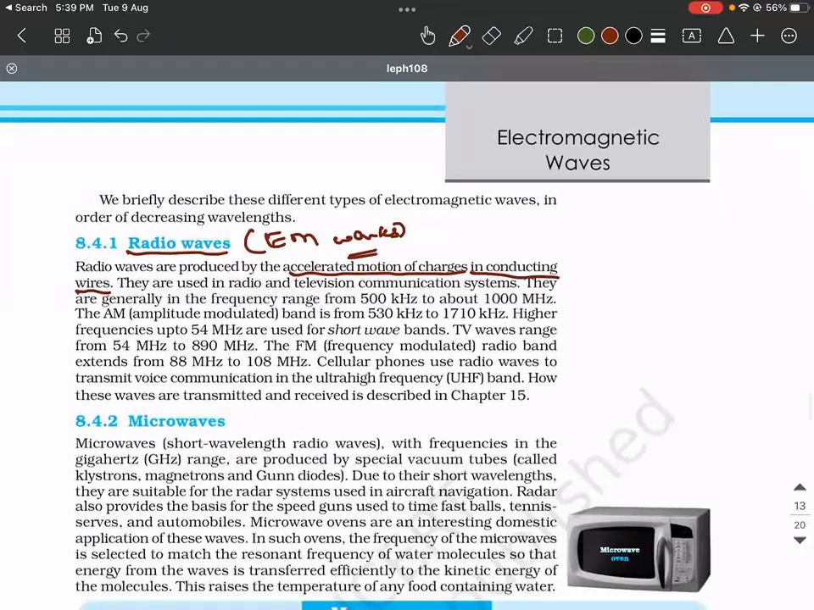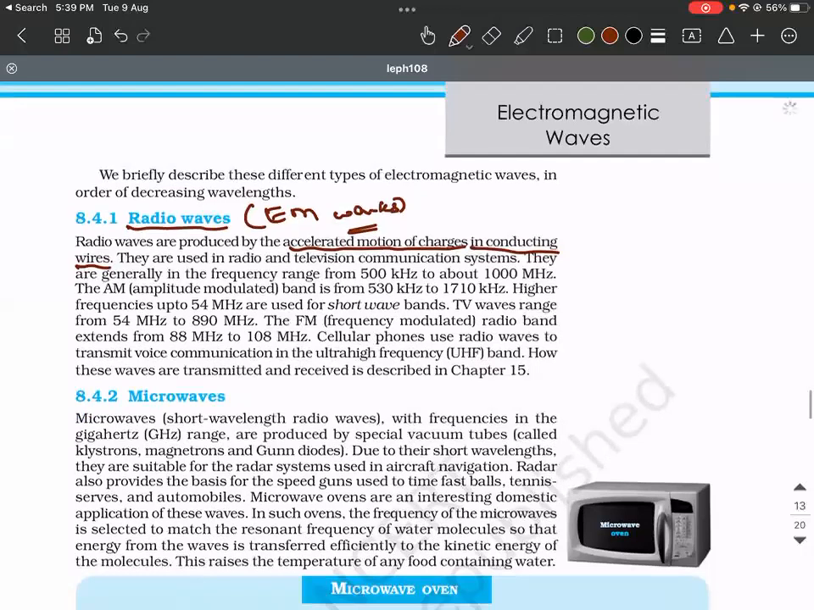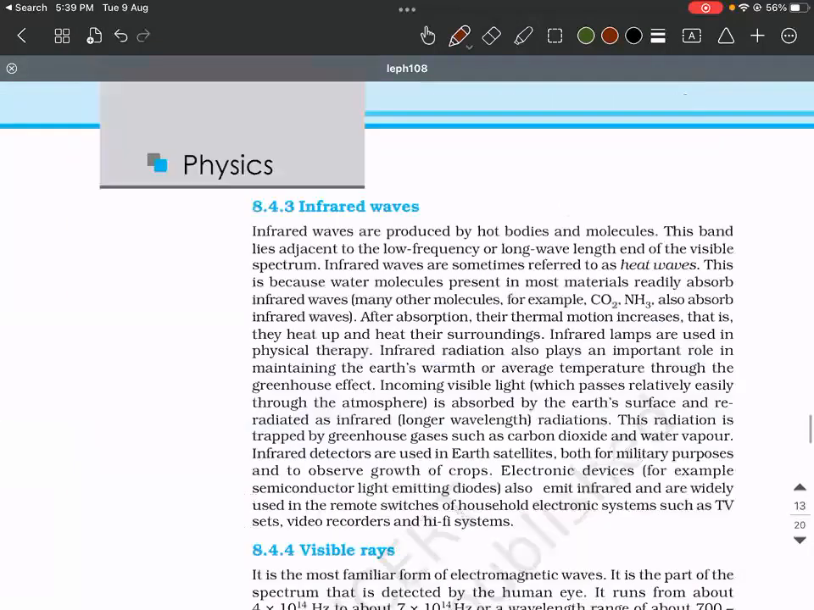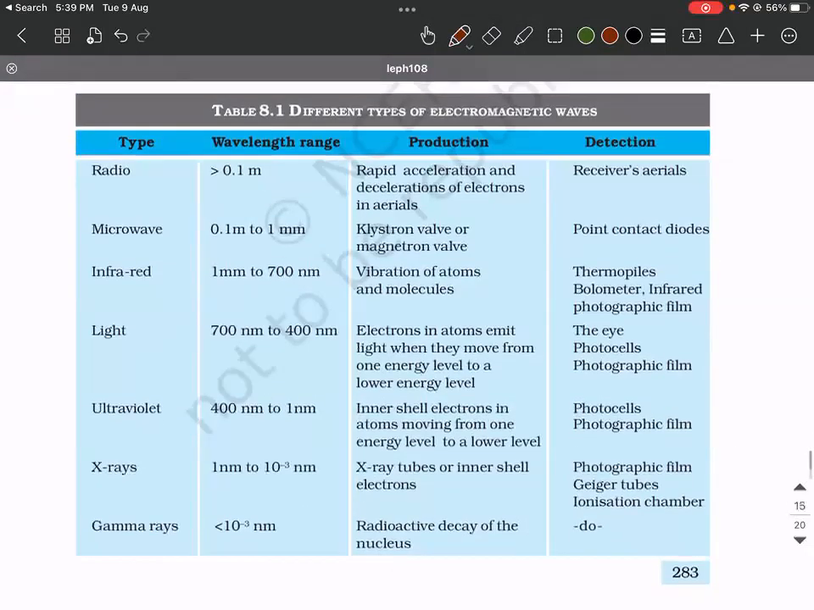Similarly, if you take microwaves, then microwaves are produced by special vacuum tubes called klystrons, magnetrons, or Gunn diodes. So these are all the devices that are used. So what you need to do is prepare a table like this, where you have different kinds of EM waves and their wavelength range. The only additional part I would say is prepare a table for frequency range also. And you need to write down how they are produced.